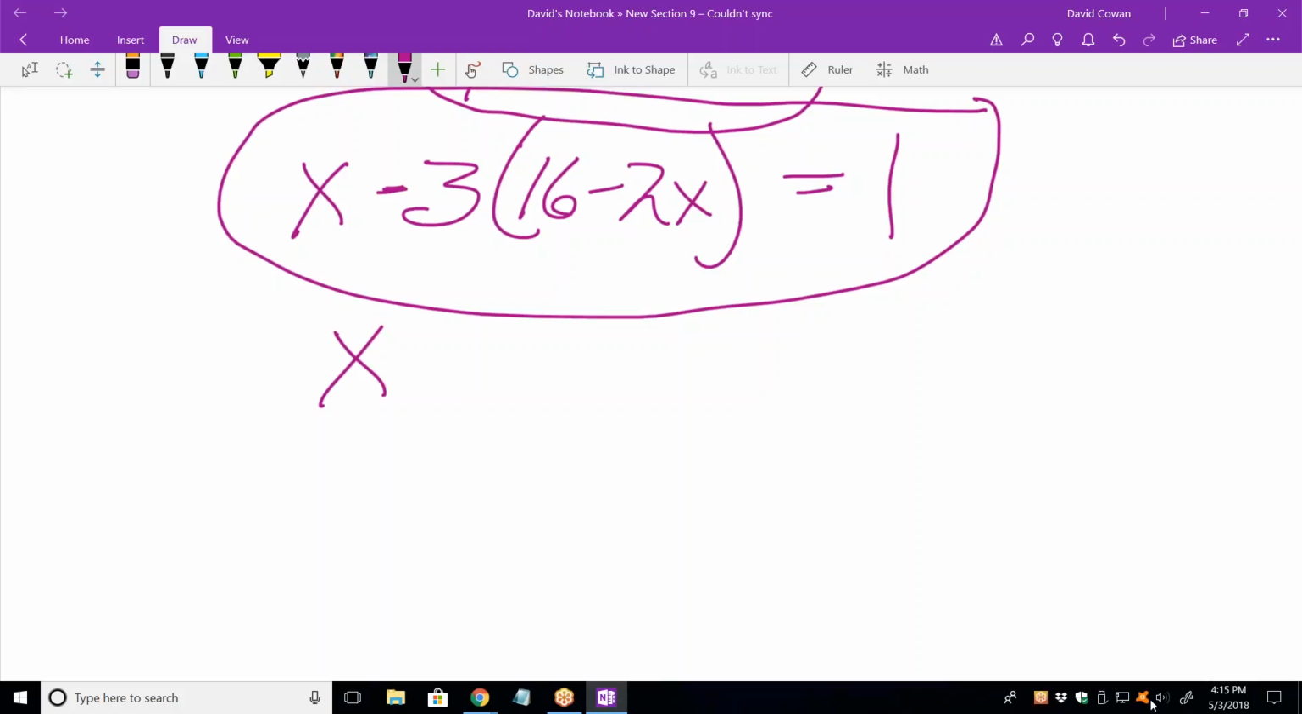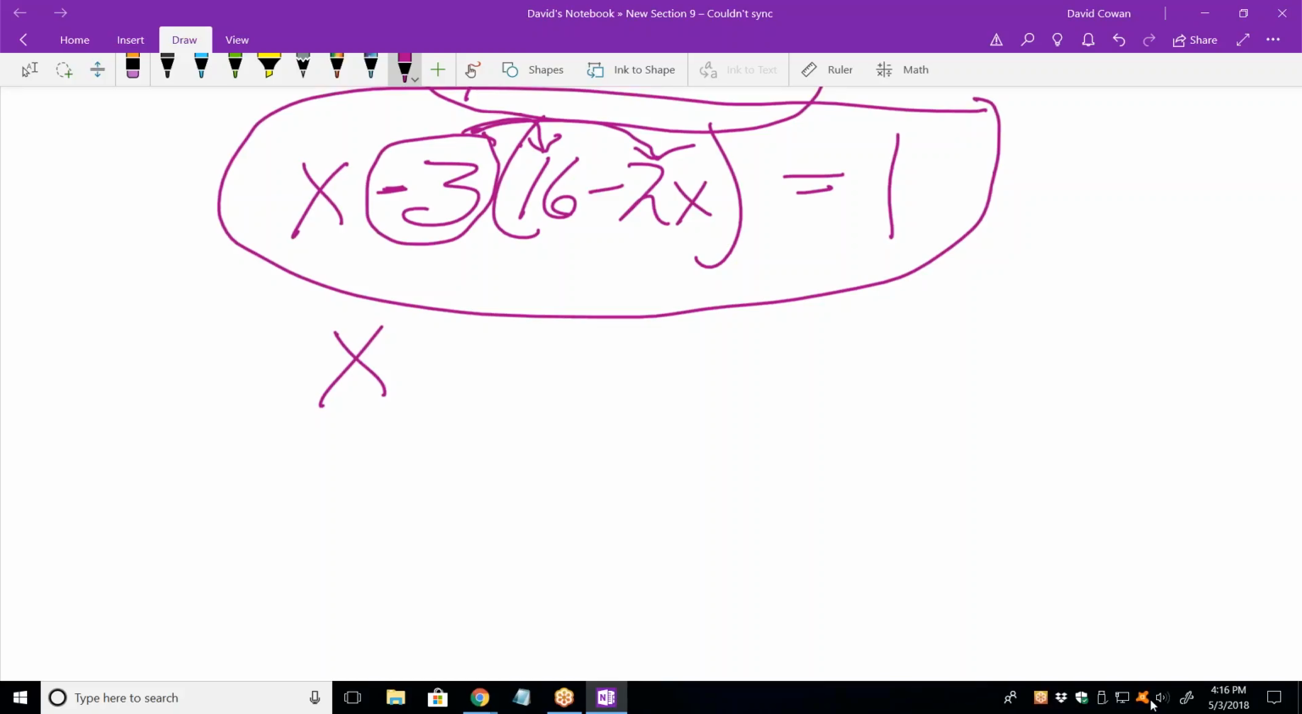In other words, distribute this -3 to both the 16 and the -2x. That will get rid of the parentheses. So we have to multiply the 16 and -2? No, you have to multiply -3. The -3 is what is being multiplied. Yeah. So what's -3 times 16?